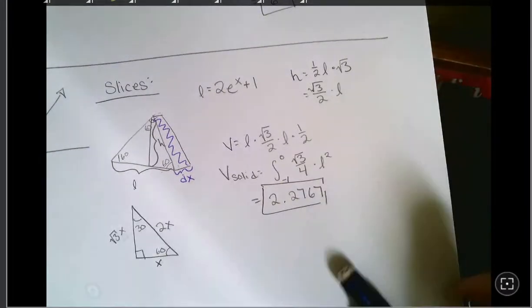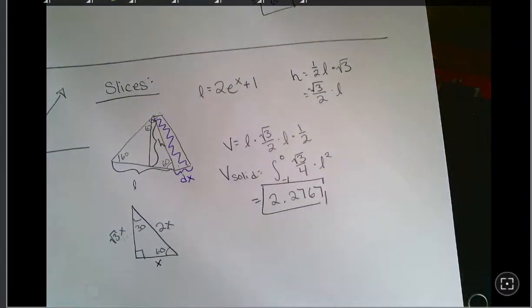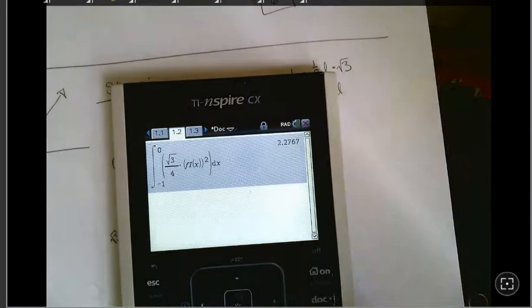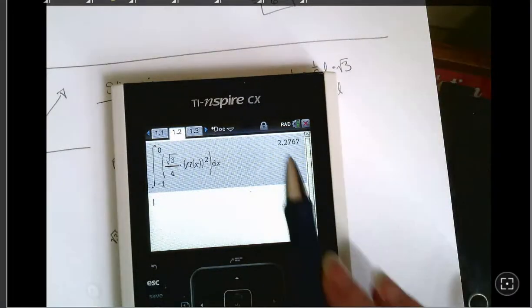Okay, so sorry about the light stuff there. If you couldn't see it, this is the work we did, and on the calculator we ended up with that 2.2767, which is why we were using that.